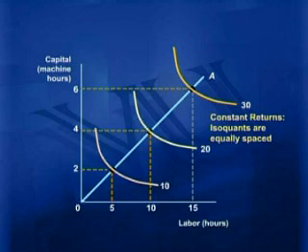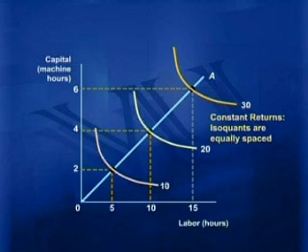Next, when we double it, we move from 5 to 10. Then we also double our capital input from 2 to 4, and we are on an isoquant which is giving us an output level of 20. So doubling the input is doubling our output.